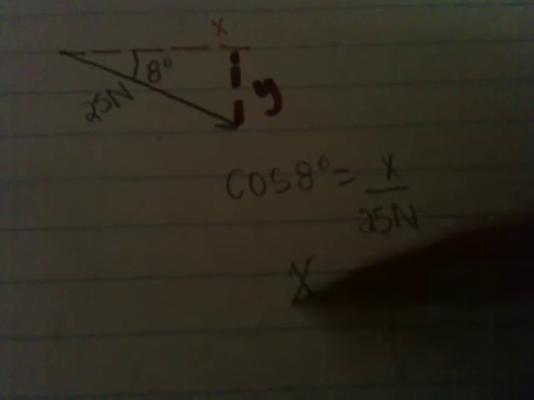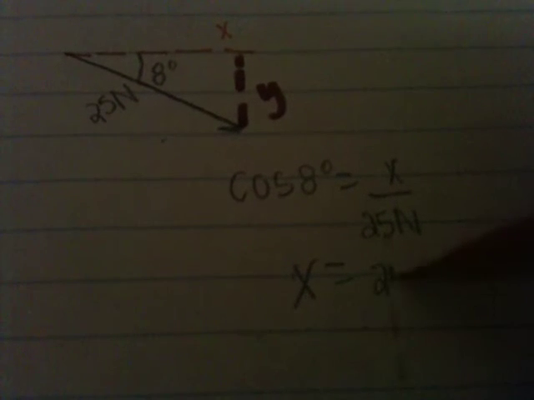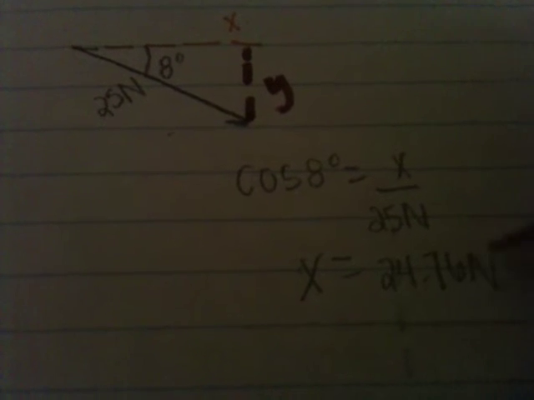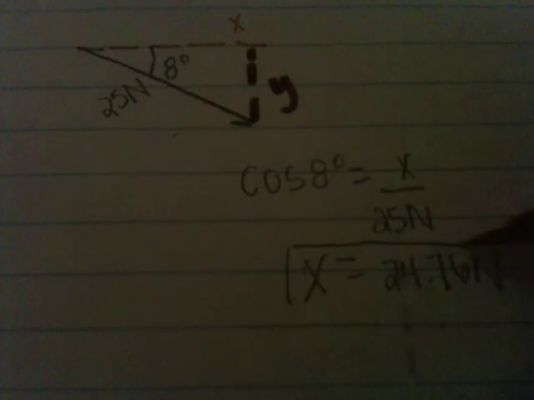So you're going to plug in the cosine of 8 degrees into your calculator and then multiply that by 25 newtons, and you should come out with an answer of 24.76 newtons. And there's our x component.